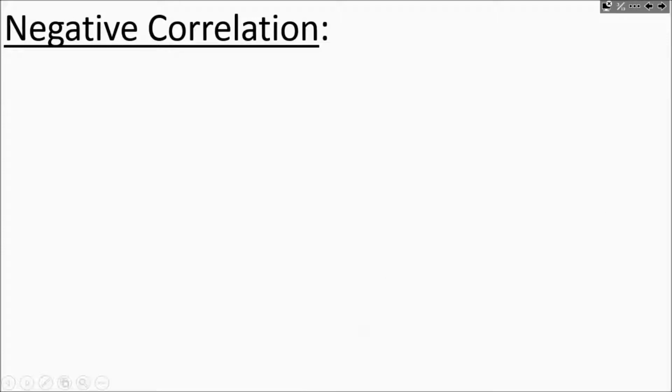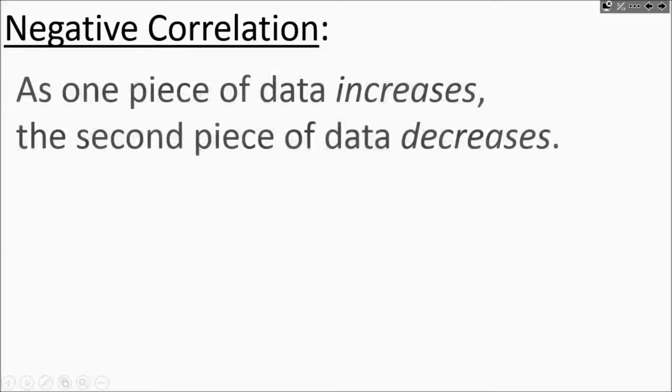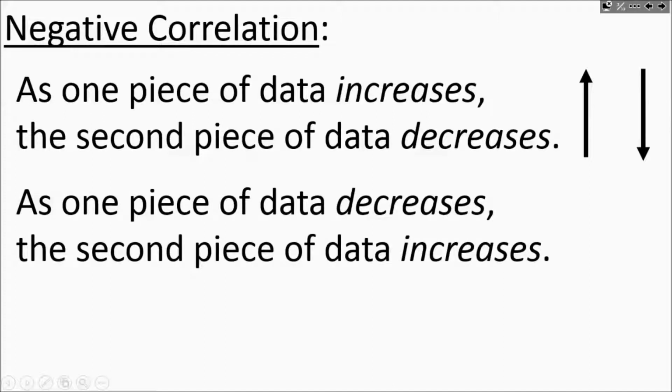Now we're going to talk about negative correlations. As one piece of data increases, the second piece of data decreases. So this is where one goes up, one goes down. I have kids pointing one finger up, one finger down. And then you could turn that around and say as one piece of data decreases, the second piece of data increases. Also, they're going in different directions. So I have kids point down then up. So that's what a graph looks like. All the dots are going downward from left to right, because as one increases, the other decreases.